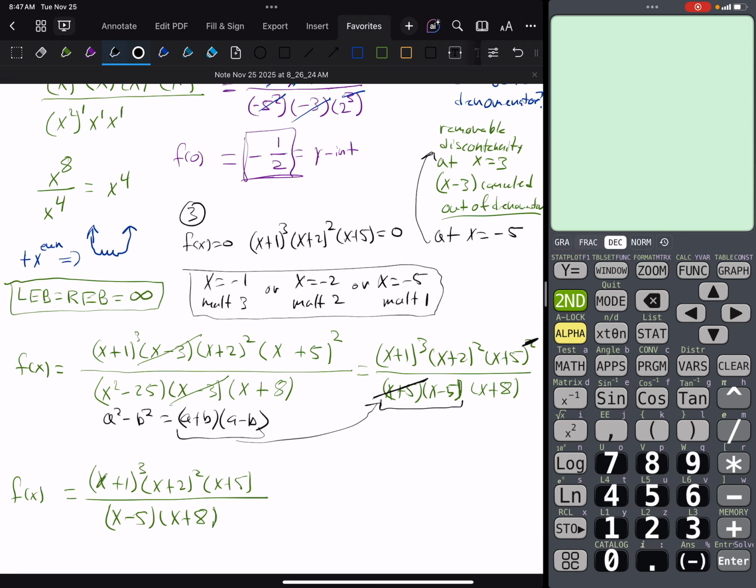And you could break that into 3 equations using the zero product principle. x plus 1 cubed equals 0, x plus 2 squared equals 0, x plus 5 equals 0, and you'll get that exact same result. But since I was running out of space and we've done that many times, I'll leave that to by inspection.